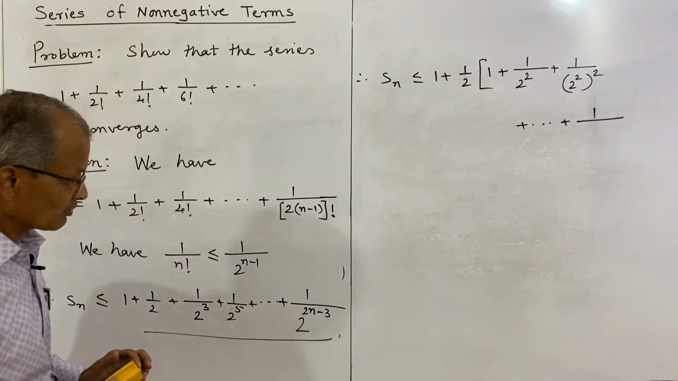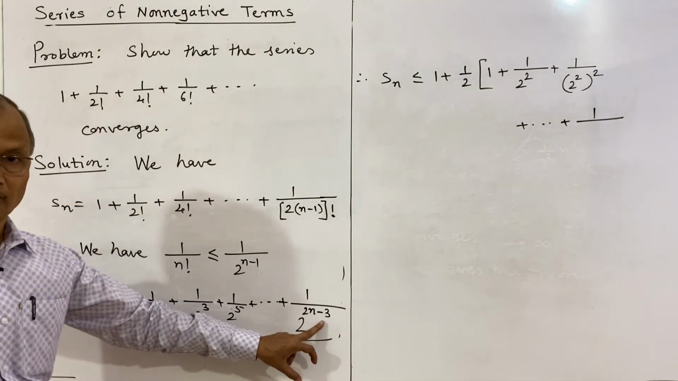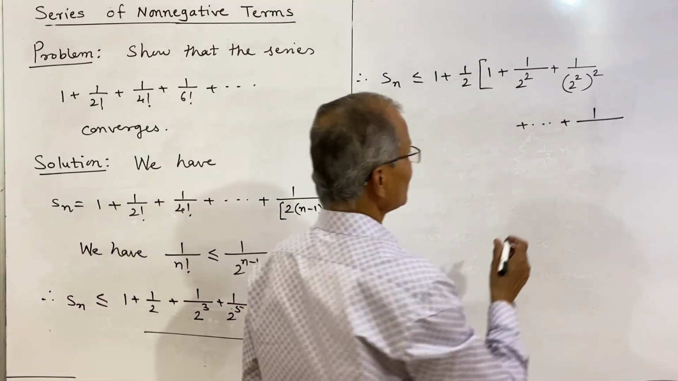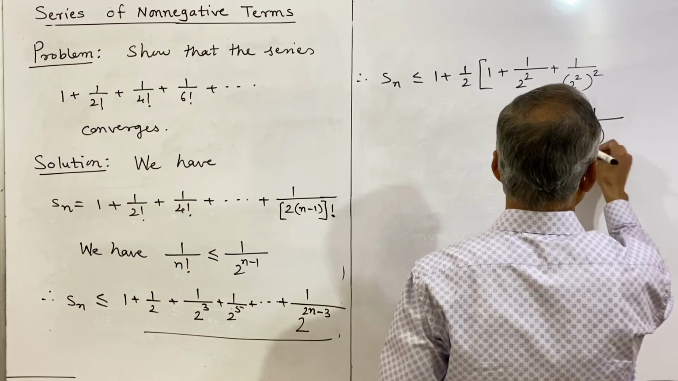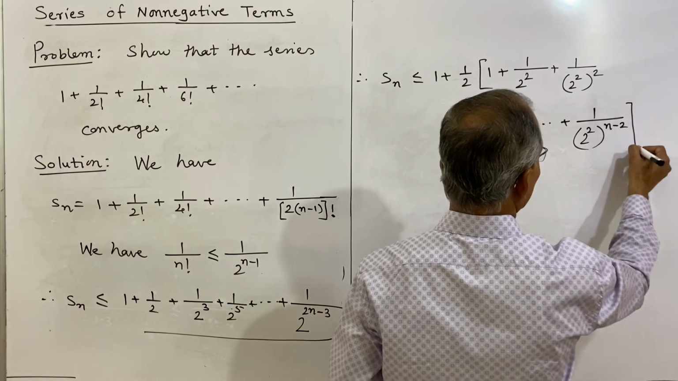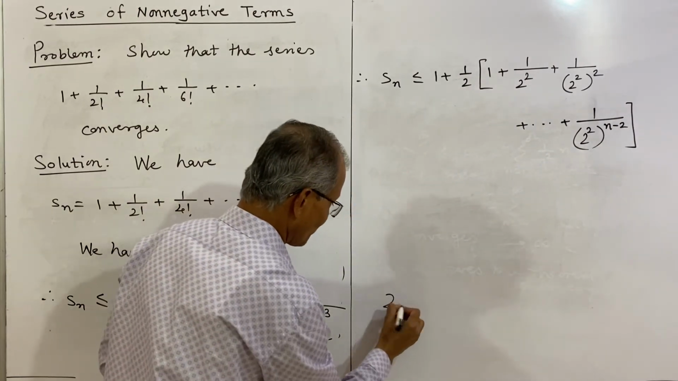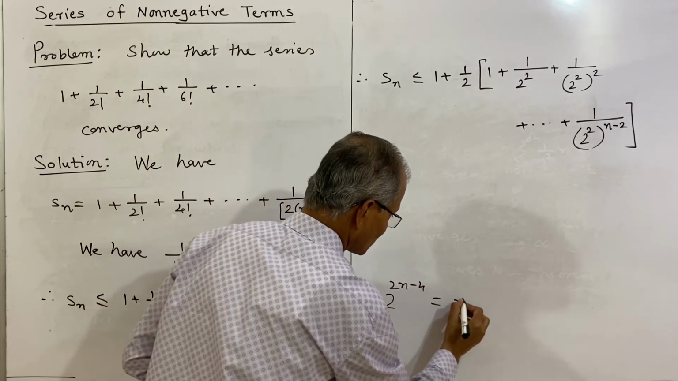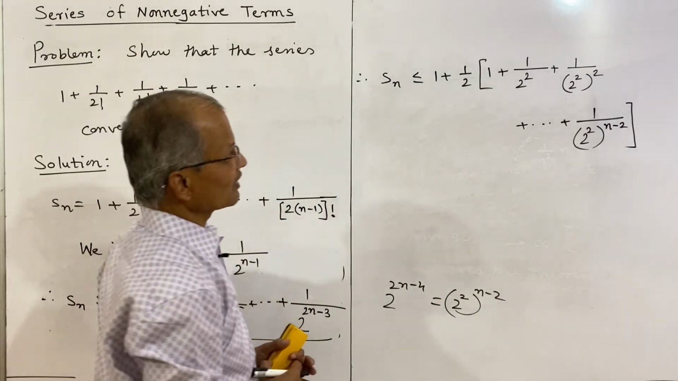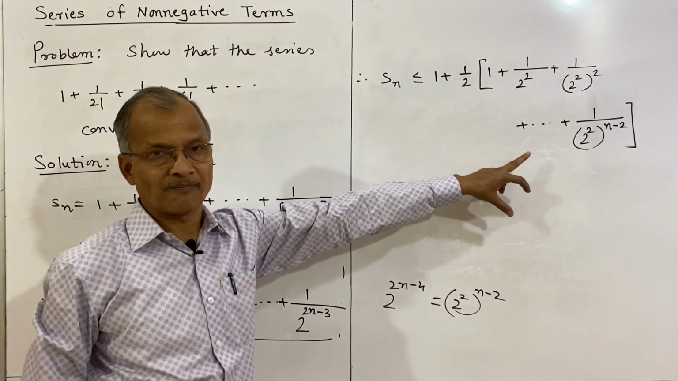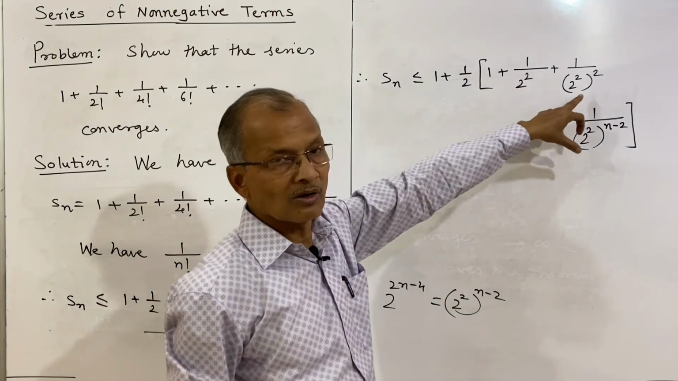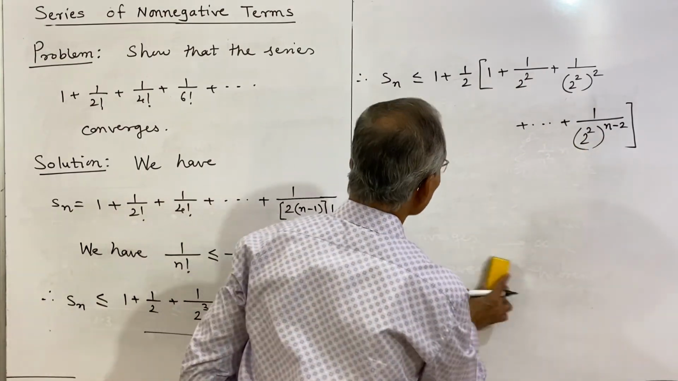Now, we have to subtract 1 from this exponent. So, 2n minus 4, and that will be 2 square to the power n minus 2, that is 2n minus 4. You should verify this, that will be 2 to the power 2n minus 4, or that is 2 square to the power n minus 2. And thus, this is a geometric sum, where the first term is 1 and the common ratio is 1 upon 2 square, and we have a formula for this.